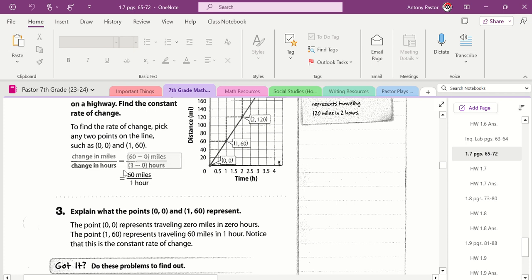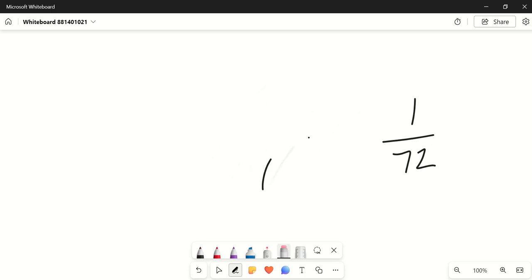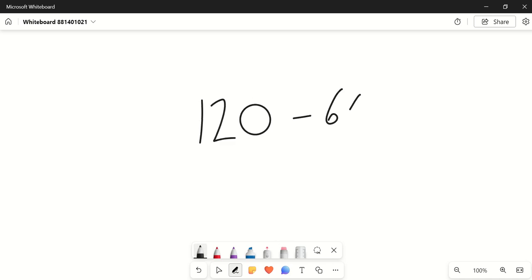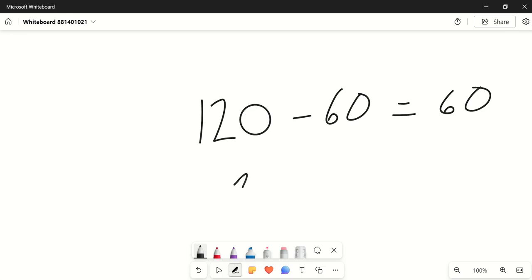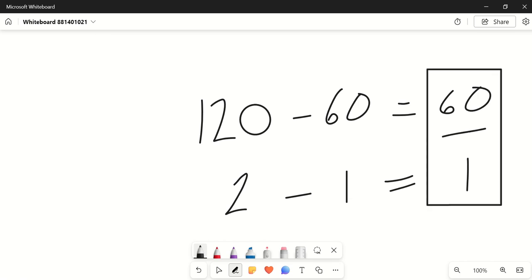So I know this looks a little bit confusing, so let's go ahead and use this example of using 1, 60 and 2, 120. We would go with the bigger point and do 120 minus 60. So same way here, change in miles. The change in miles would be from hour 1 to hour 2. 120 miles minus 60 miles would give me 60 miles. That's the change between hours 1 and 2. Same thing over here, second hour minus the first hour will give me 1 hour. So I'm going 60 miles per hour.